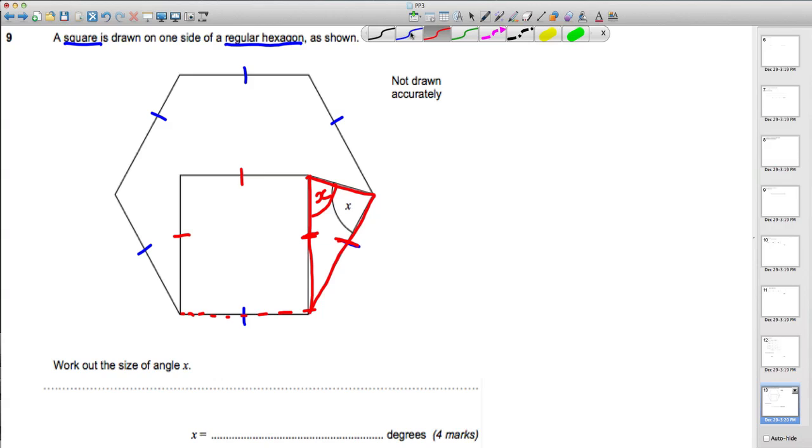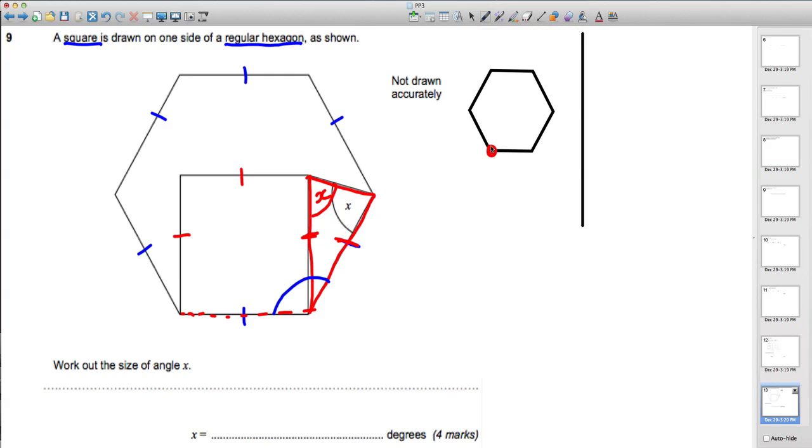Now, the one fact you need to know is you need to know what the interior angle of a regular hexagon is. There are 2 ways to do it. So let's divide up into 2 ways. The interior angle of a regular hexagon. Let's draw a hexagon first.